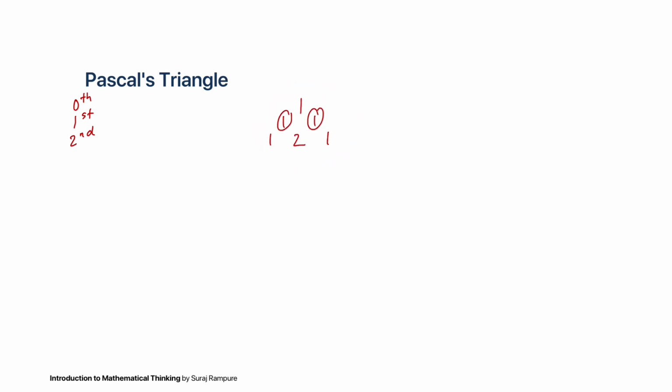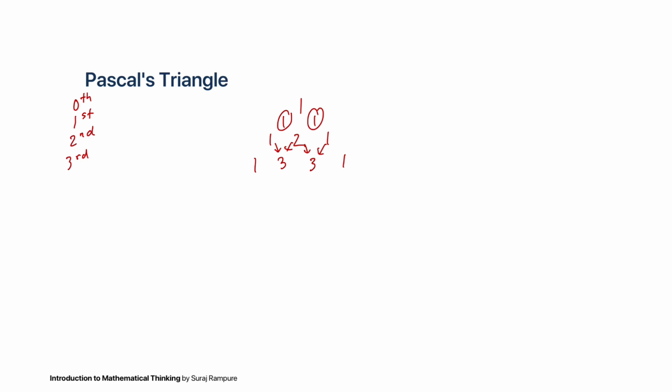To get the third row, I'd have 1s on the end, and then my next number after the 1 would be the sum of 1 and 2, which is 3, right? So I have a 3 down here, because 1 plus 2 is 3. Then what's the number that comes after it? Another 3, right? Because 2 plus 1 is 3 again. And then I have a 1.